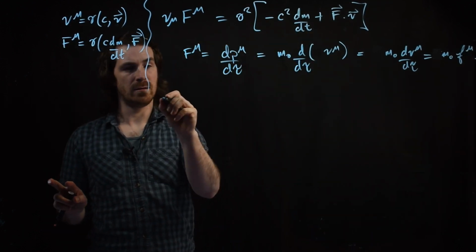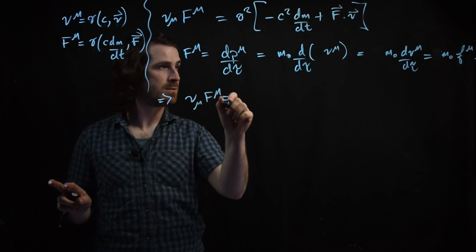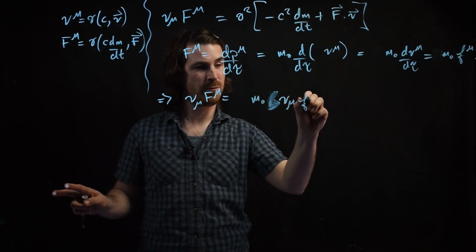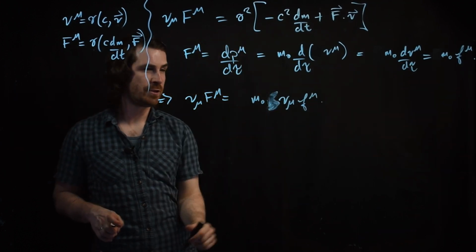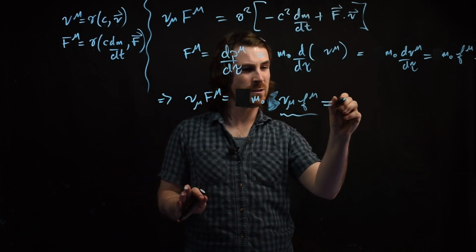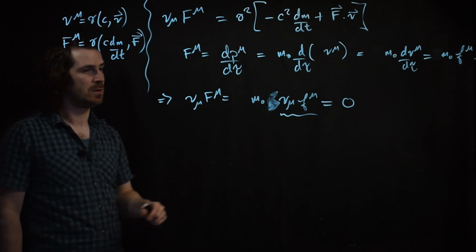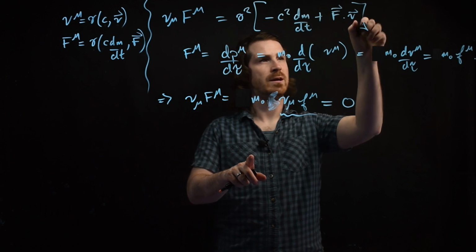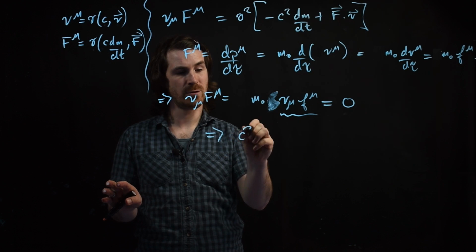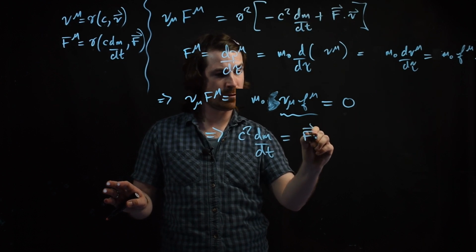So it's m0 4 acceleration. That means that we can also write the inner product of v mu and f mu as m0 v mu with the 4 acceleration. Now it turns out that the 4 velocity and 4 acceleration are orthogonal, so this equals 0. It's a good exercise for you guys to show that. But if this equals 0, then this thing in the brackets equals 0. So this implies that we have c squared dm by dt equals f dot v.